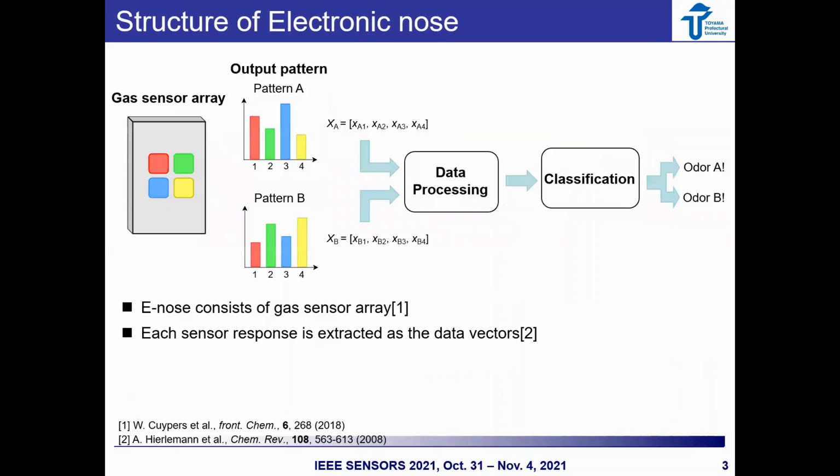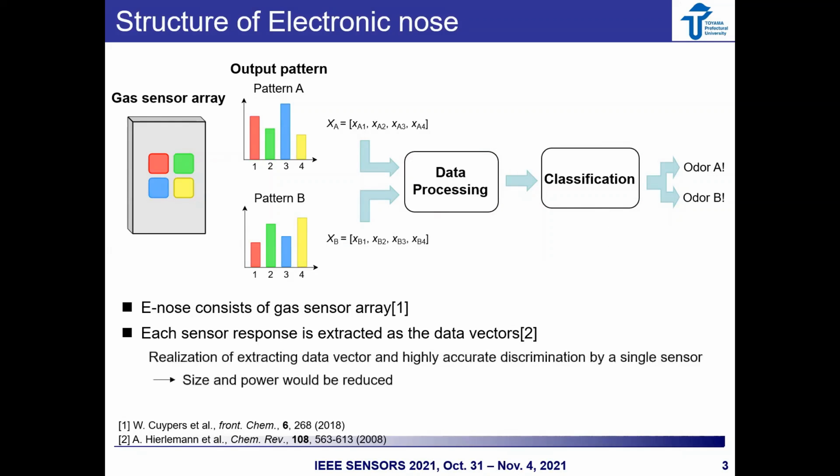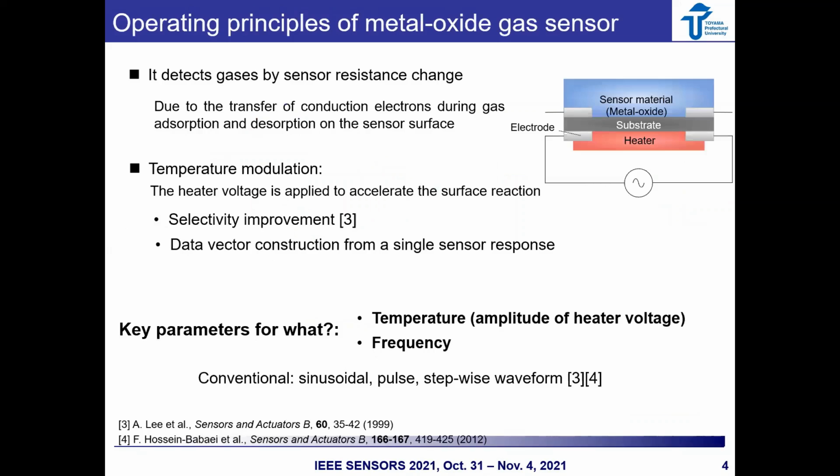Second, I'll explain the structure of E-noses. E-noses generally consist of a gas sensor array and extract each sensor response as a data vector. Odor discrimination is done by data processing and pattern recognition of the data vector. Then, if the data vector is extracted and enough information for odor discrimination is obtained by using a single sensor, the size and power consumption would be greatly reduced.